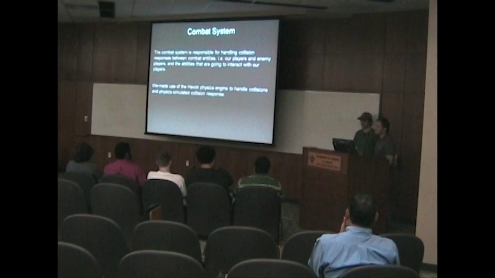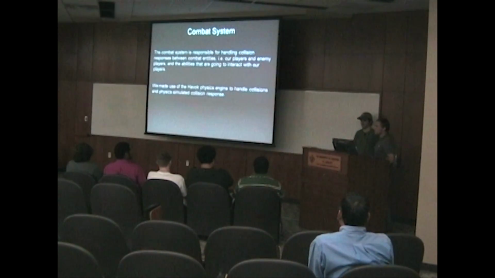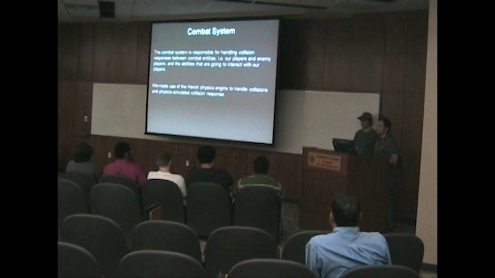The combat system is the primary responsibility for our collision responses between our entities, and our players and our enemies are divided into 2 different groups for our filtering system. That way you can't hurt your own team when you're doing combat, and enemies don't hurt themselves, otherwise you could exploit that. It would just make for a really bad system.